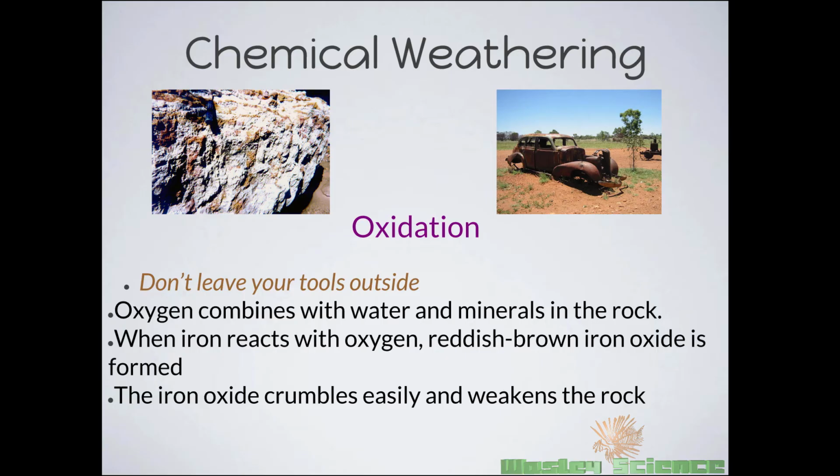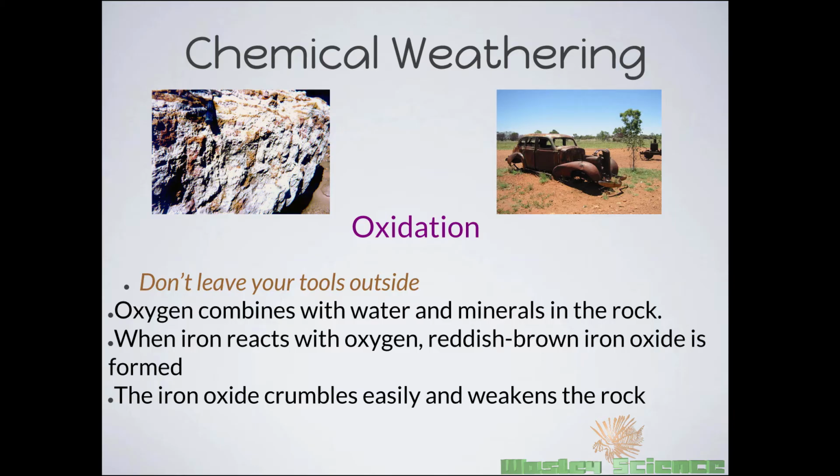Our second type of chemical weathering is oxidation. So oxidation, which you are familiar with, is actually the process of iron rusting. For iron to rust, you need three things. You need the iron, you need oxygen, and you also need water.